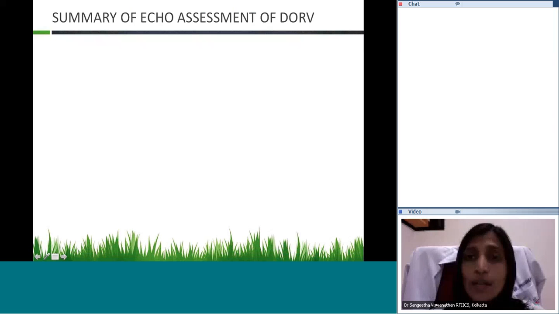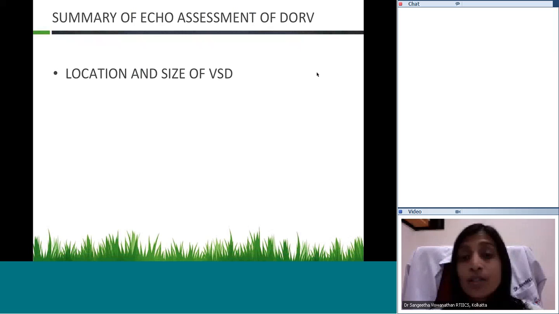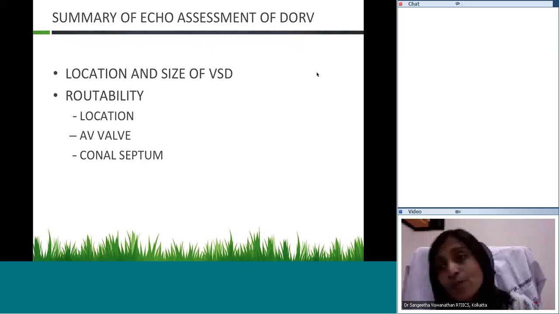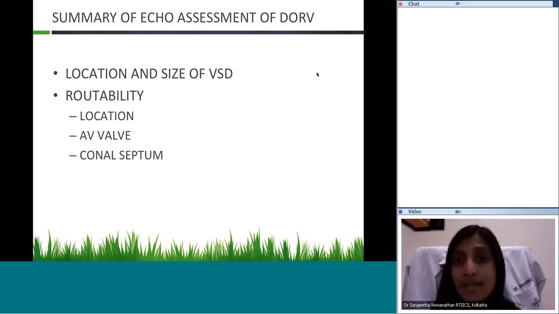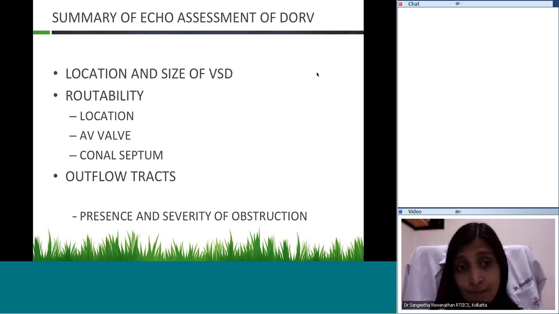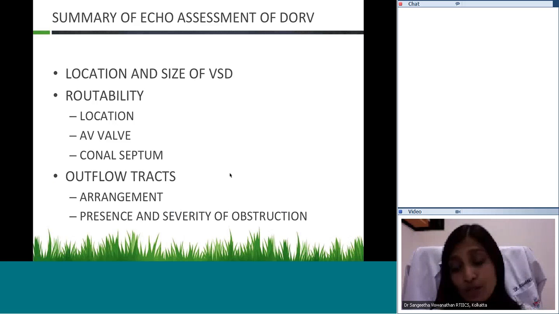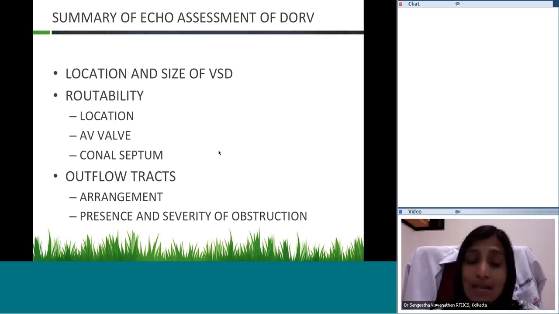So if you look at the summary of echo assessment of double outlet right ventricle, important factors are: one is the location and size of the VSD, the rootability, which depends on the location of the VSD, whether there is AV valve tissue in between the VSD and the aorta, and finally whether there is conal septum which needs to be resected. And last but not least, the arrangement of the outflow tracts, and the presence and the severity of any obstruction. So based on all of these factors, a surgical plan has to be made.